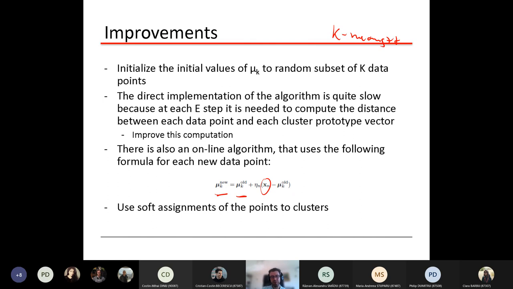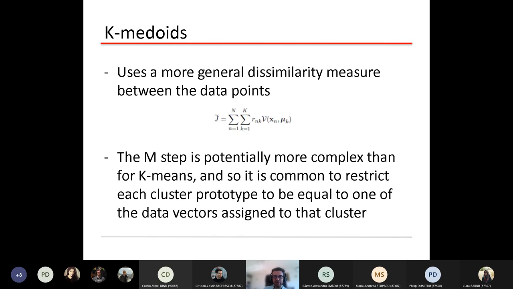Cool. And another improvement would be, so K-means uses hard assignment, so r_nk is hard, it's either one or zero. Another improvement would be to use soft assignments, and we're going to see that this is exactly what the expectation maximization algorithm does. It uses soft assignments. And then another improvement is the K-medoids.